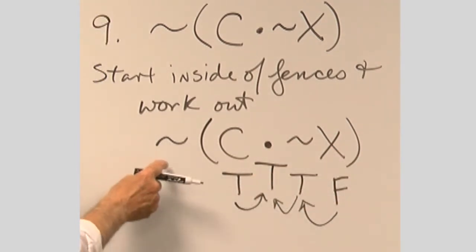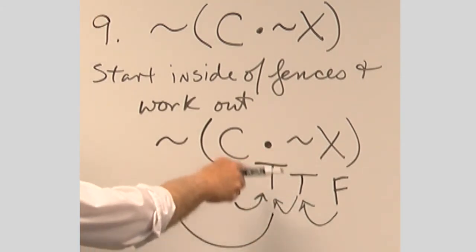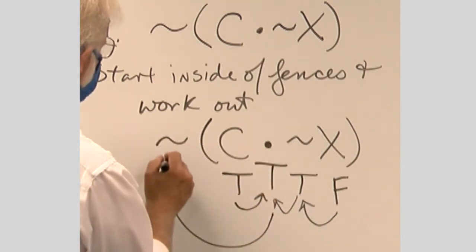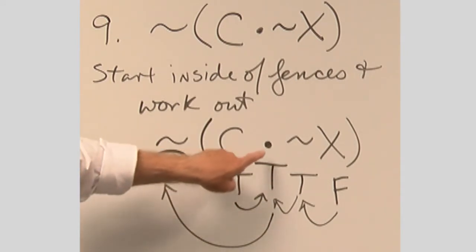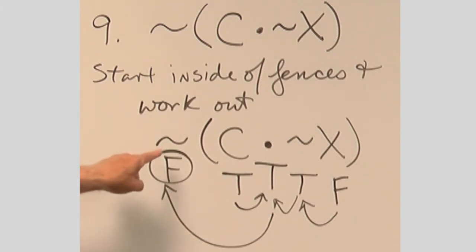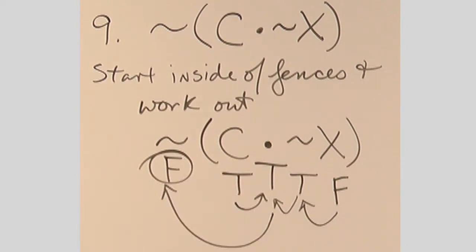To get the tilde on the outside, I reverse the value of the governing connective inside. The governing connective inside is the dot. It's true, so this tilde is false. This is the principle that's going to come up again and again and again, 100 times. The tilde on the outside of a set of fences reverses the value of the governing connective inside. To put it another way, this tilde is not negating the C. This tilde is negating the value of the dot.